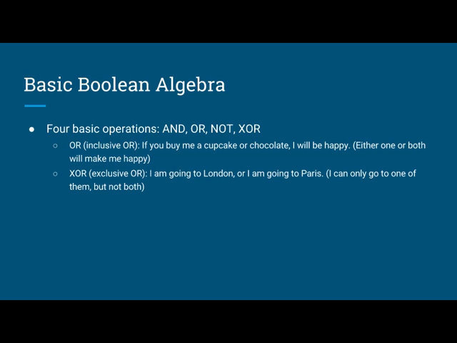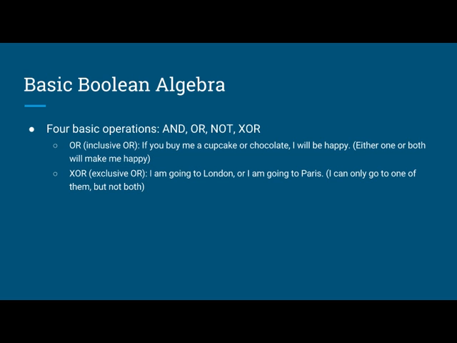For those of you who don't know this, or usually also means inclusive or. XOR means exclusive or. I'll give you an example. If you buy me a cupcake or chocolate, I'll be happy. Which means you can buy me a cupcake, that's the first option, or you can buy me a chocolate, the second option, or you can buy me both. You have three ways to make me happy. But if you don't buy any of them, I'll be unhappy. So that's called inclusive or.